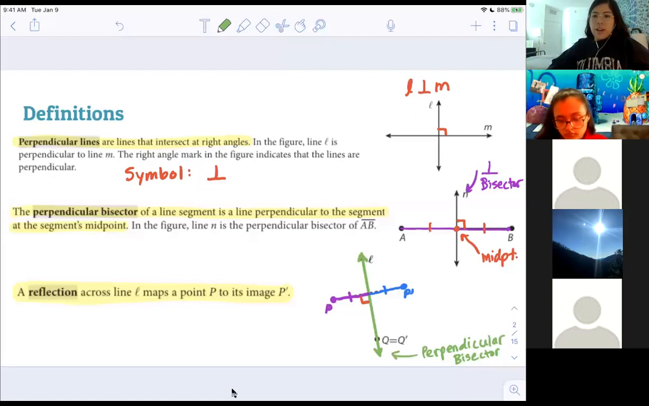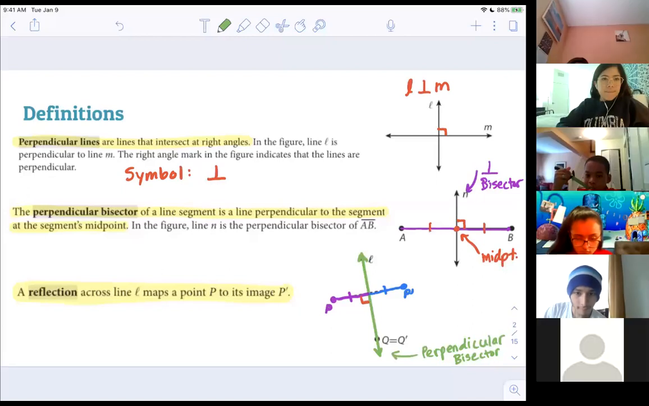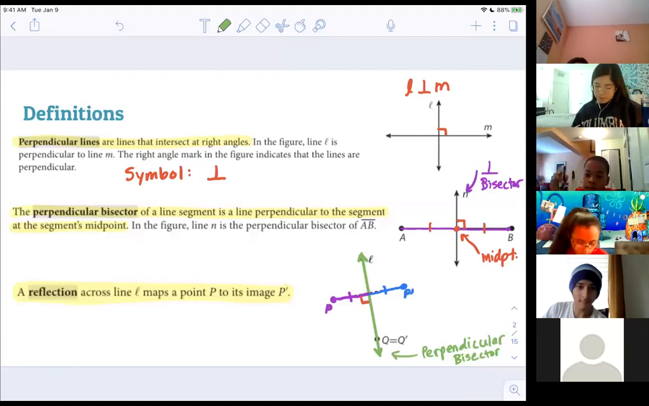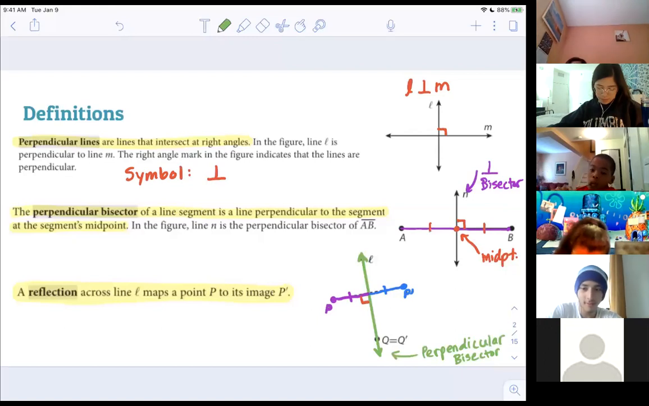Couple more seconds to finish writing, and then we can move on. Okay, going on to the next slide.